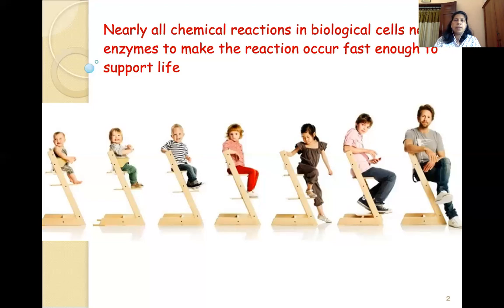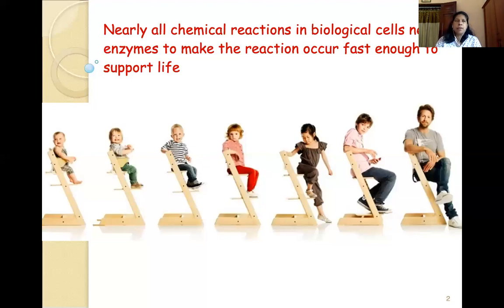Nearly all chemical reactions in biological cells need enzymes to make the reaction occur fast enough to support life. You can see a baby or a fetus, then the baby becoming a mature person, and also becoming an older person. All those changes happening in the cells of our body are supported by enzymes. Without enzymes, we can't live. Therefore, all the activities in our organs and our body are controlled by enzymes.